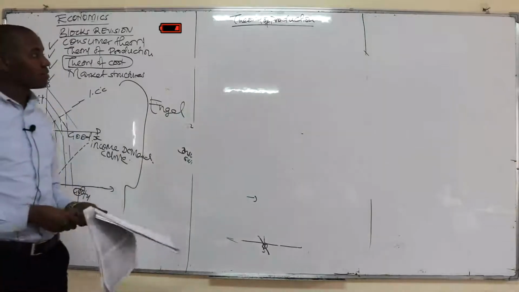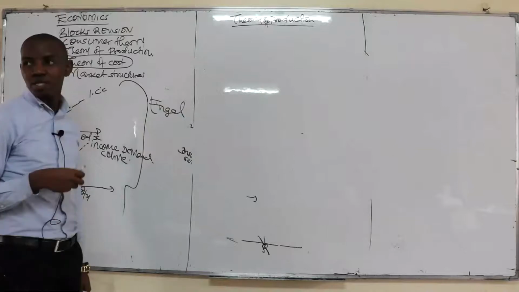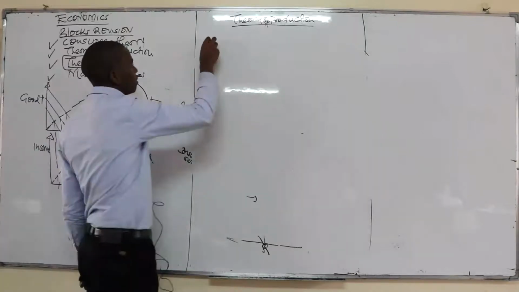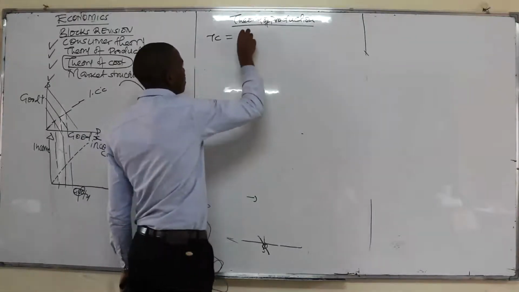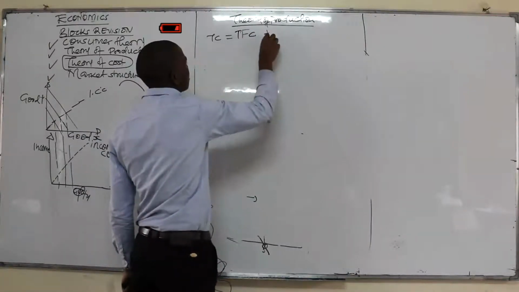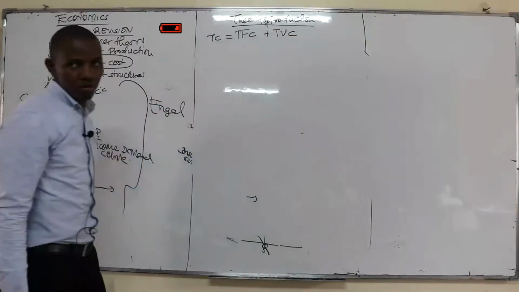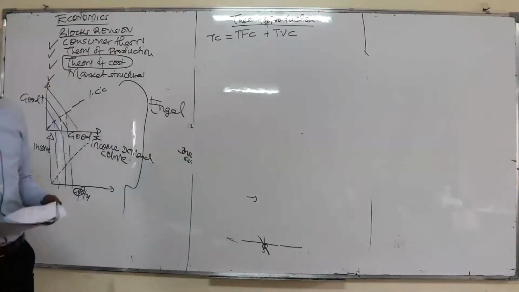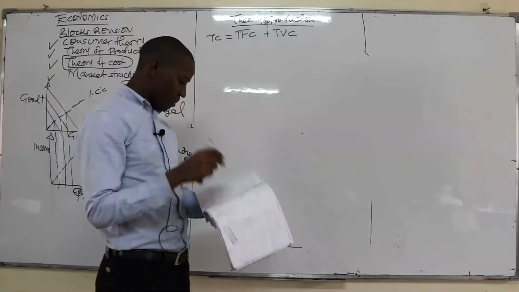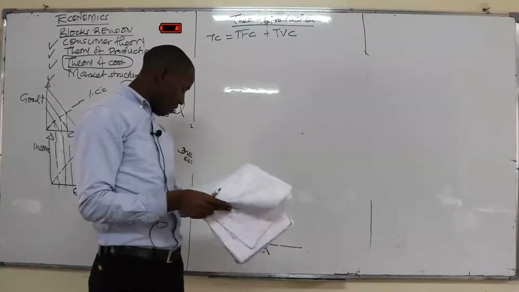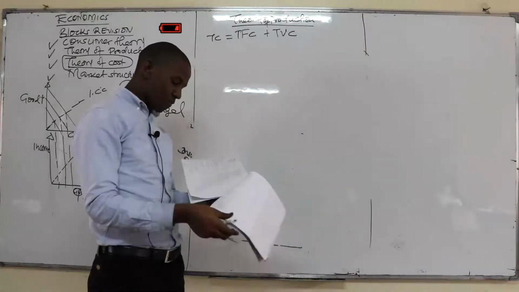Now, for the short run cost function, you just need to understand how to compute it. Commonly, to get the total cost, the total cost is total fixed cost plus total variable cost. So, we can do an example so that I can elaborate this further.